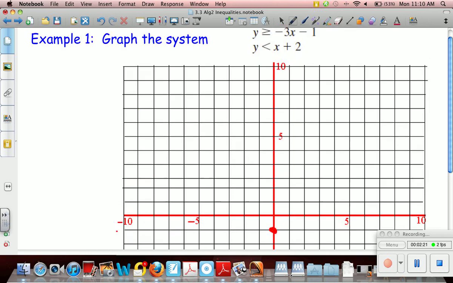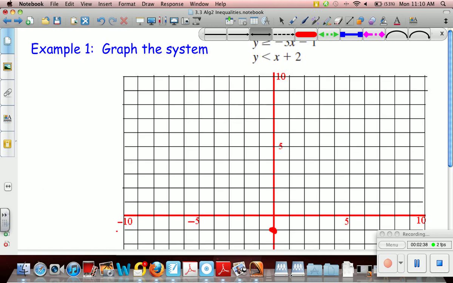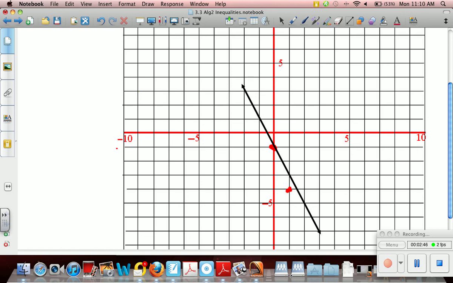Now I need to determine if my line is going to be solid or dashed. And because of this symbol right here, it has an equal to, so I know that I'm going to use a solid line. So I go to my lines, and I look for a solid one. And I connect those 2 points. You want to make sure that you line it up.